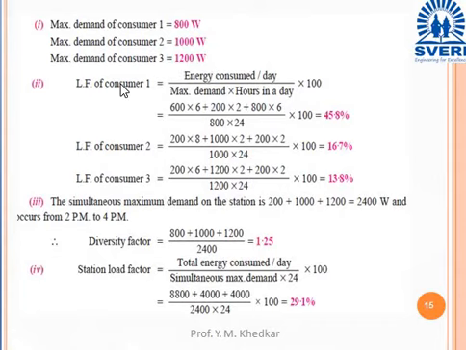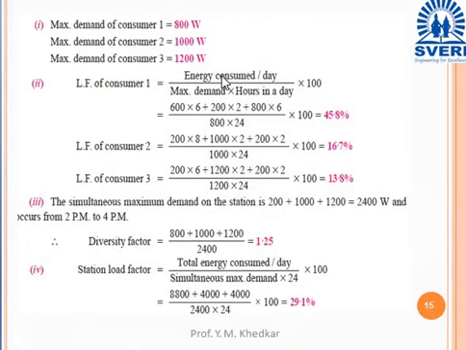Then the load factor for consumer number 1 is nothing but energy consumed in a day divided by maximum demand multiplied by hours in a day. Keep in mind, here they have taken a direct calculation to calculate the load factor. You can calculate in a different way also. You can first calculate the average load, and then calculate the load factor by dividing the average load by maximum demand. Instead of doing that, they have tried to get the answer in one step only.